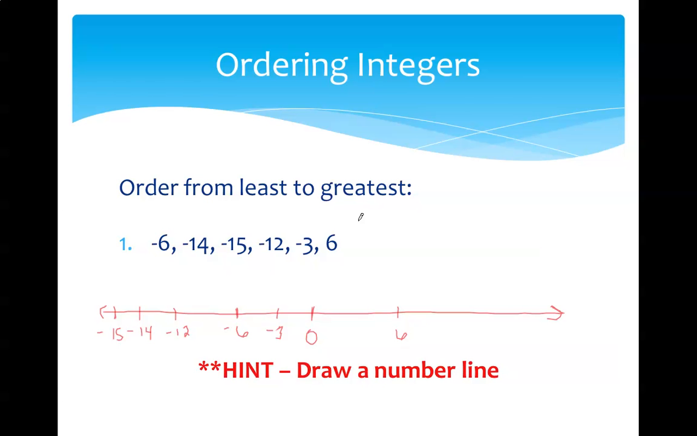So if I were answering this question, it would be -15, which is the furthest number away from 0, -14, -12, then -6, -3, and then 6. Remember, 0 was just my starting point. And that's these numbers ordered from least to greatest.